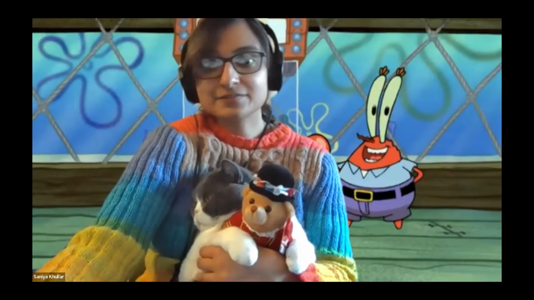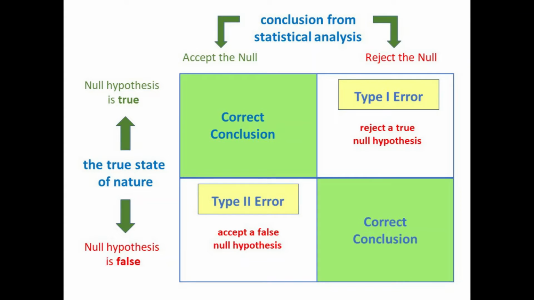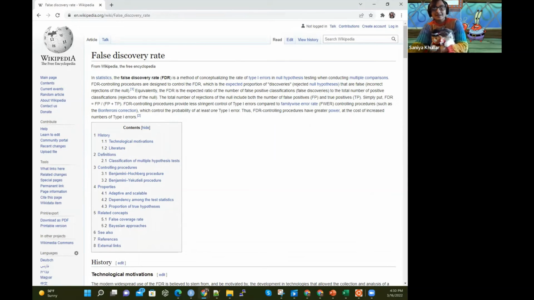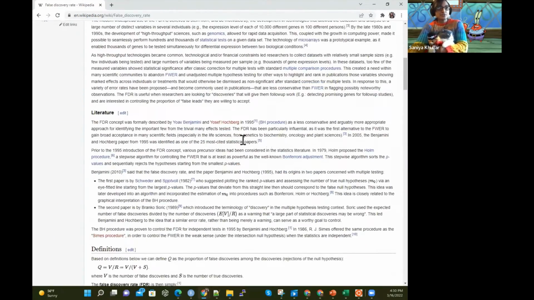And they call this the false discovery rate. It's a method of conceptualizing the rate of type 1 errors in null hypothesis testing when conducting multiple comparisons. So they use this idea of false discovery rate. I'll talk about this more in other videos, but I just want you to know that this FDR is just the same thing as the Benjamini-Hochberg procedure.